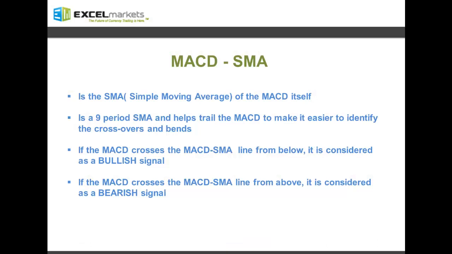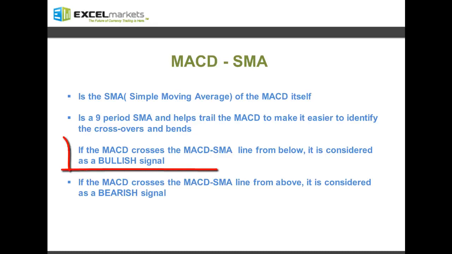In addition to the two moving averages, you would have noticed there is another parameter which often has the value set at 9. This is the MACD SMA, or the MACD Simple Moving Average. It is a 9-period simple moving average of the MACD value itself. It is calculated by taking the arithmetic mean of the past 9 values of the MACD indicator. This SMA helps trail the MACD better and makes it easier to identify the crossovers and bends.